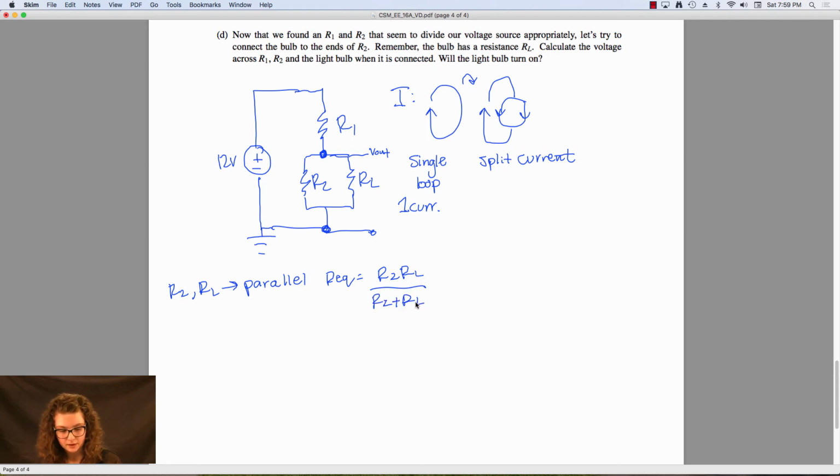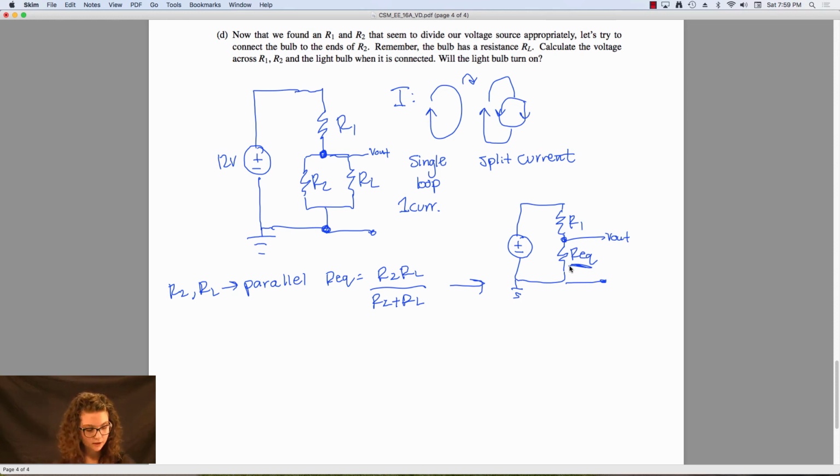After we've done that, we can redraw the circuit to look like this. We still have R1 up here, but now we have REQ down here, and Vout is still up here. This is great. We are back to a voltage divider. Now using REQ instead of R2, we can solve for Vout with the voltage divider formula. So Vout is going to be our 12 volts. It's still 12, yes. I can use 12. So it is 12 volts times our REQ.